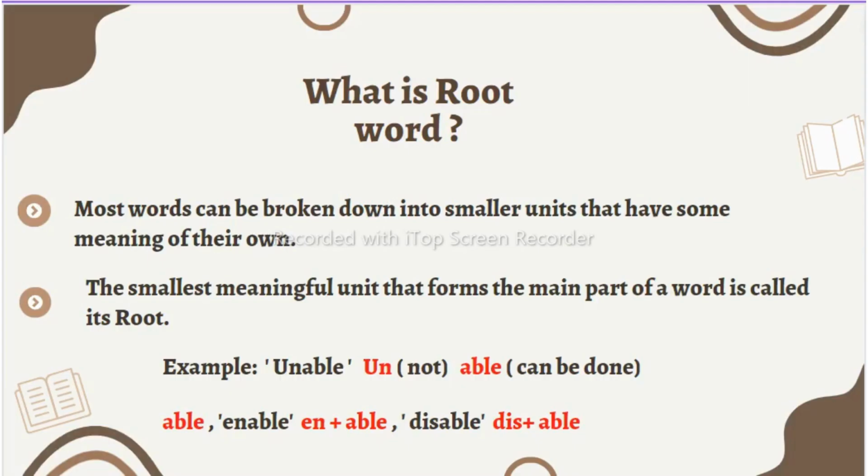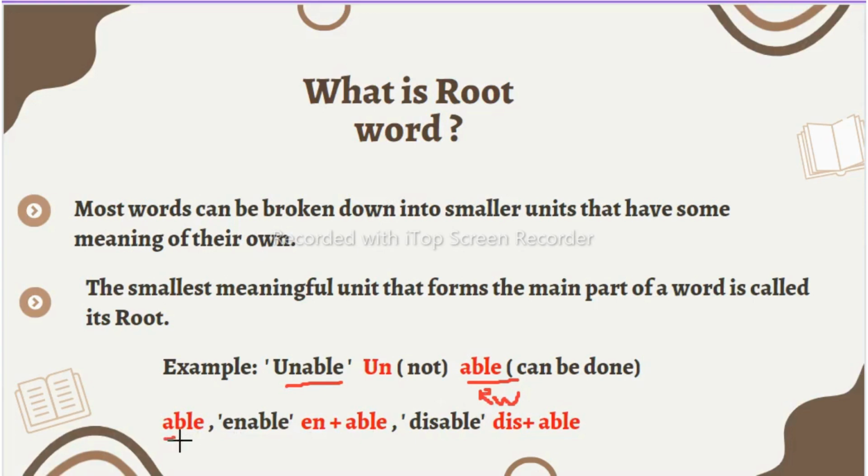word. So first of all, let's know the meaning. What is a root word? So students, most words can be broken down into smaller units that have some meaning of their own, which means the smallest meaningful unit that forms the main part of the word is called its root. For example, you can see here in the word enable, en which means not, and able which is acting as a root here, which means can be done. By taking this root word, we can make several words because it gives meaning here. So it is the smallest meaningful unit, this able, which is called a root word here.